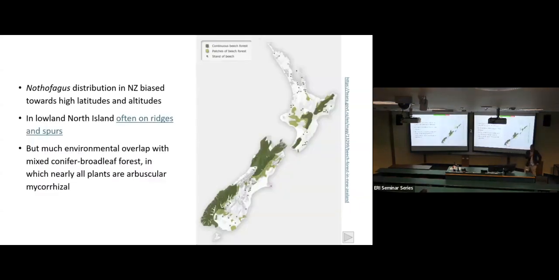Briefly, I'll talk about Nothofagus distribution in New Zealand and how landscapes are partitioned between Nothofagus and other tree species. Nothofagus, of course, as some of you at least will know, is mainly in colder parts of the country, most abundant down south and at higher elevations. In the lowland North Island, it's an interesting pattern that there's often a topographic segregation. So it's often on ridges and spurs.